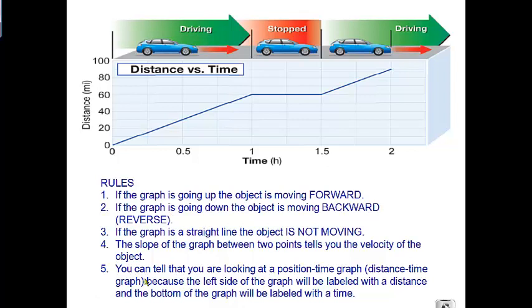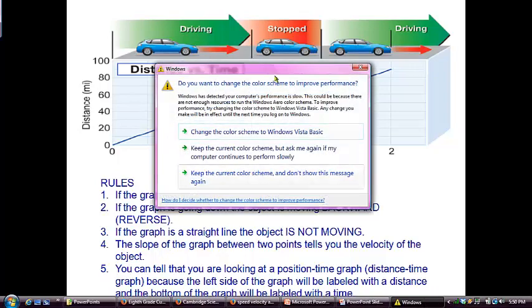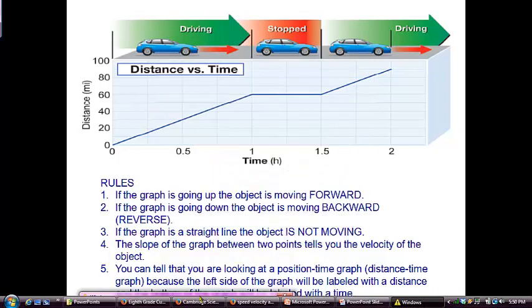The first thing you need to do when you're looking at a position time graph or a distance time graph is make sure that you're actually looking at the right type of graph, because later on we're going to talk about velocity time graphs. So you need to make sure that you're looking at a distance time graph and not a velocity one. So here's how you can tell that you're looking at a distance time graph.